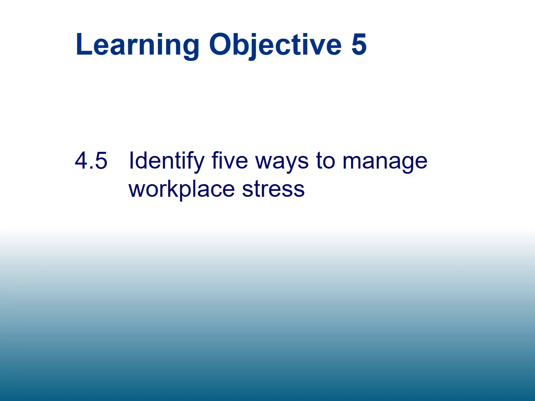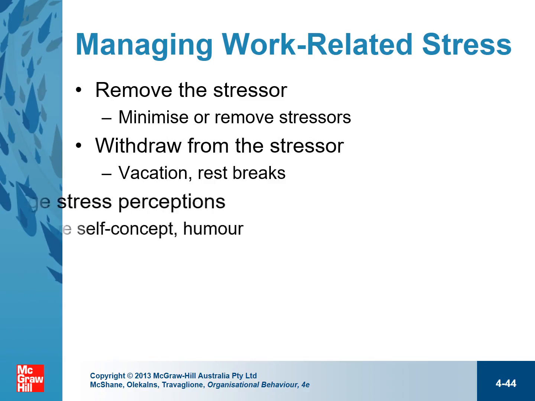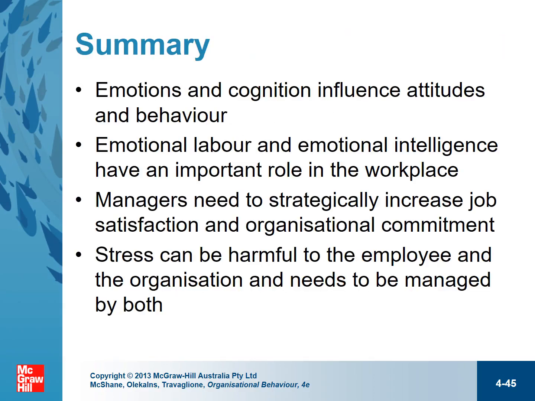Learning Objective 5. 4.5 Identify 5 ways to manage workplace stress. Managing work-related stress. There are several coping strategies in managing work-related stress. These include 1. Removing the stressor by minimizing or removing stressors. 2. Withdrawing from the stressor by taking a vacation or rest breaks. 3. Changing stress perceptions through positive self-concept and humor. 4. Controlling stress consequences by practicing healthy lifestyle, fitness, and wellness. 5. Receiving social support.